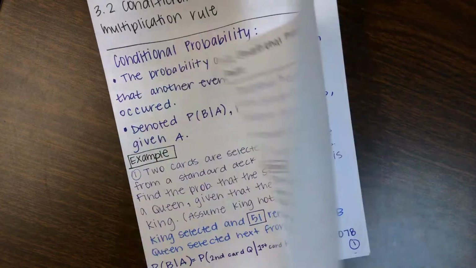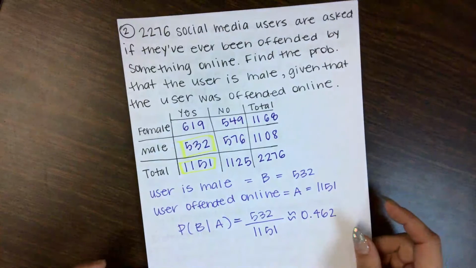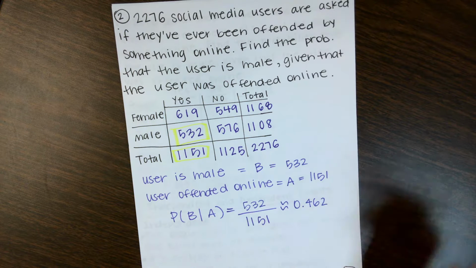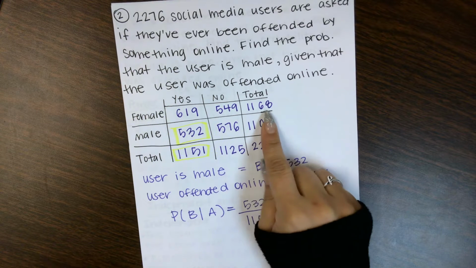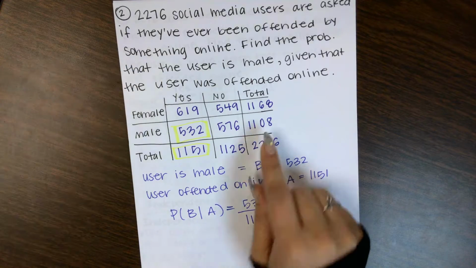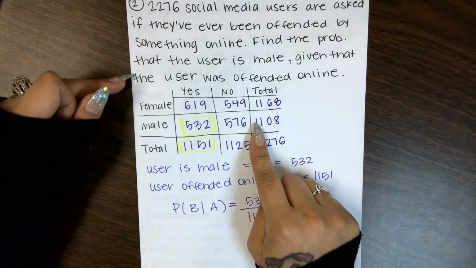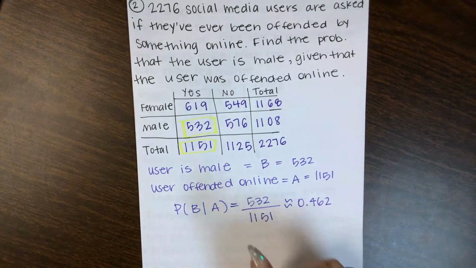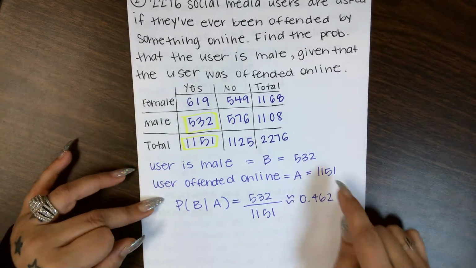Okay, and this is just us doing it in class. The pages are doubled up. Then we had this problem: 2,276 social media users are asked if they've ever been offended by something online. Find the probability that the user is male, given that the user was offended online. Looking at the table, we have female, but this has nothing to do with female, so I'm not going to use this row. This is our males, and it wants the probability that the user is male, so I'll use this row. Then it says given that they were offended, so that's what tells me I'm looking here. This is male and offended, and your denominator is the total in that same column. The user being male and offended was 532, and the total is all offended.